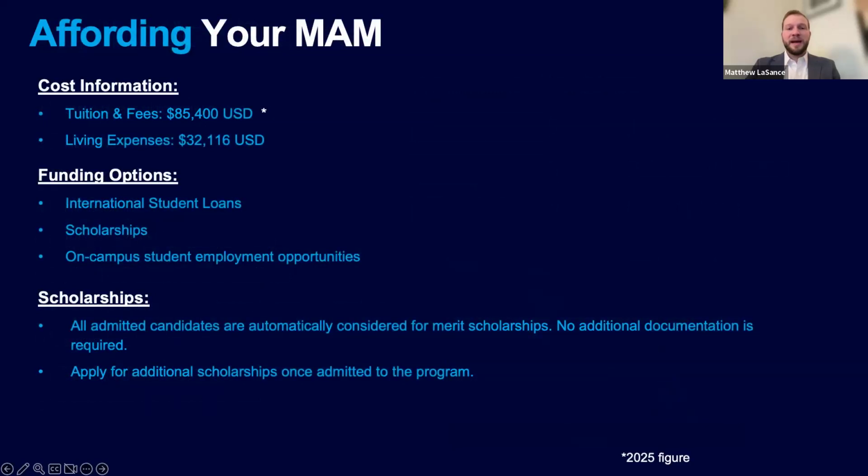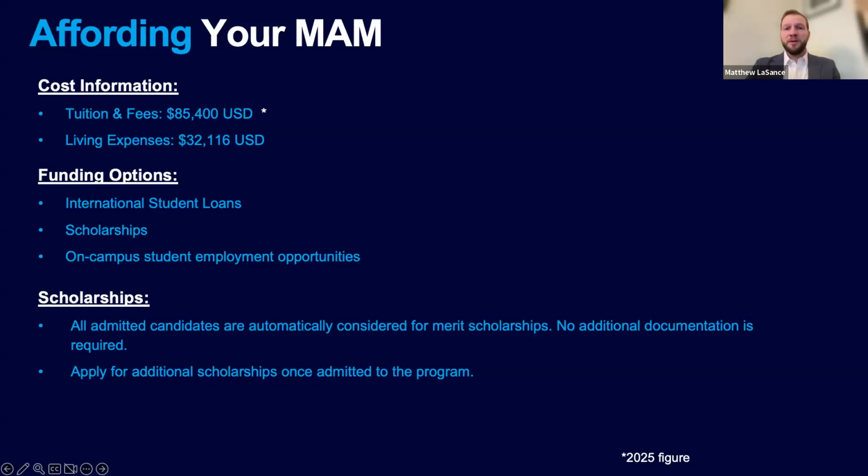So looking at the MAM, we understand that it is a cost, it is a big cost, but it's an investment in yourself, your education, and hopefully your future career. So for this upcoming class, the tuition and fees would be $85,400, and that is the official fee that we just found out about. Living expenses, we estimate to be about 32,000 and change. And so that is a lot, but we do have a lot of different funding options.